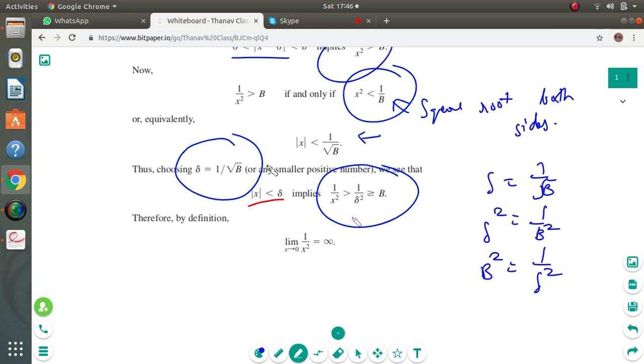So here, limit x tends to 0, 1 by x square will become equal to infinity. Limit x tends to 0, 1 by x square is equal to infinity.